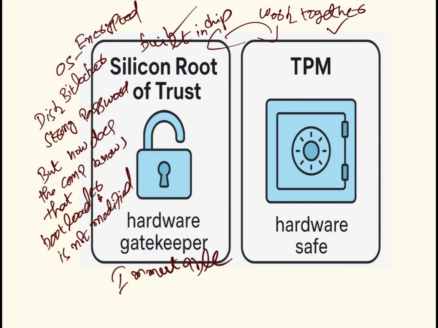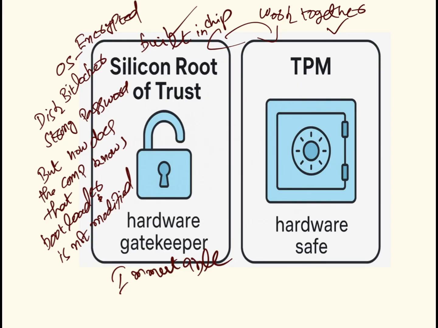So silicon root of trust is unchangeable. It is the first brain of the system that decides whether anything else is allowed to run. A silicon root of trust is an immutable, hardware based trust anchor embedded in silicon that verifies system integrity at boot before any firmware or software executes. That is silicon root of trust.